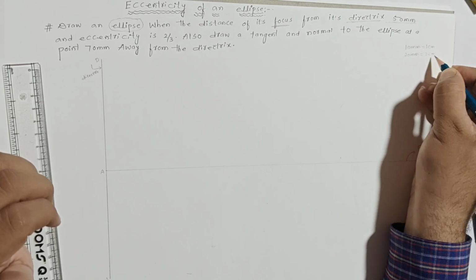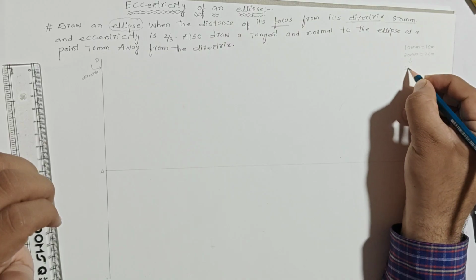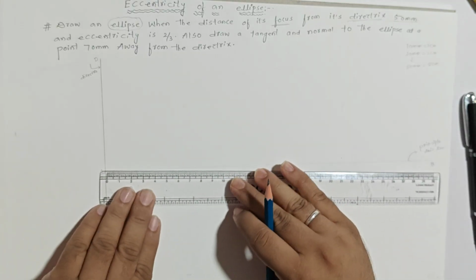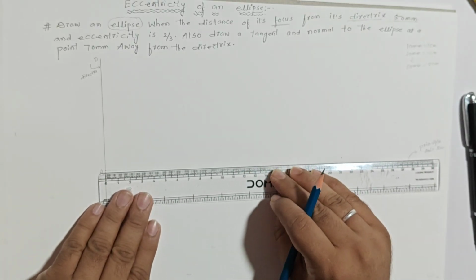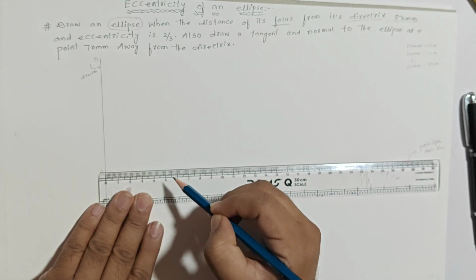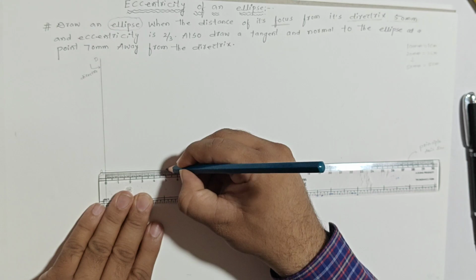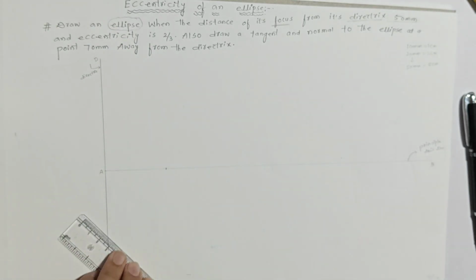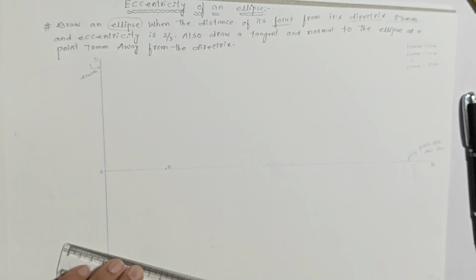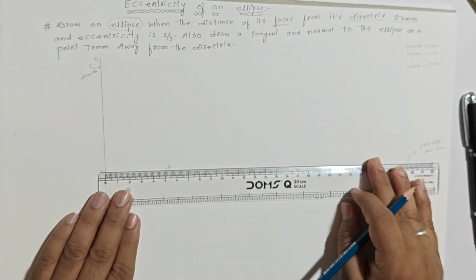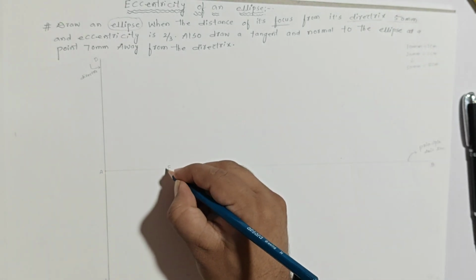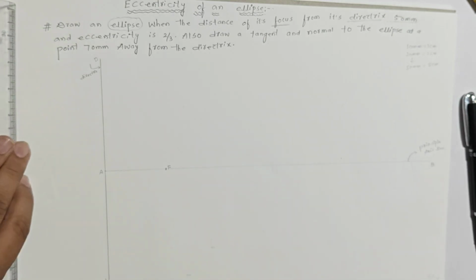Similarly, 50 mm is 5 centimeters. We need to measure a length of 50 mm, nothing but 5 centimeters: 1 centimeter, 2 centimeters, 3 centimeters, 4 centimeters and 5 centimeters. Just mark it. So this point is the focus point. Clear? A to F is 50 mm. So this point is called the focus point.